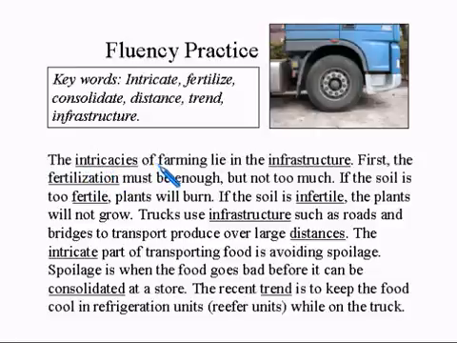The intricacies of farming lie in the infrastructure. First, the fertilization must be enough, but not too much. If the soil is too fertile, plants will burn. If the soil's infertile, the plants will not grow. Trucks use infrastructure such as roads and bridges to transport produce over large distances. The intricate part of transporting food is avoiding spoilage. Spoilage is when the food goes bad before it can be consolidated at the store. The recent trend is to keep the food cool in refrigeration units, also called reefer units, while on the truck.